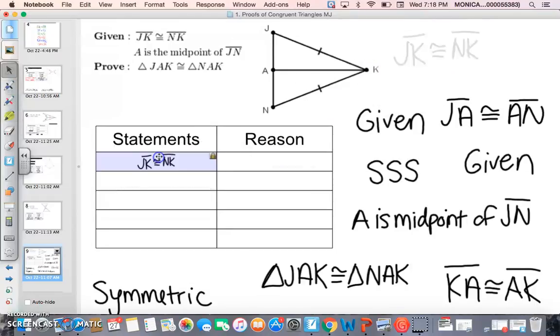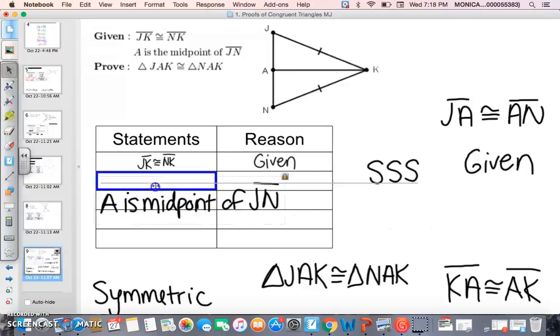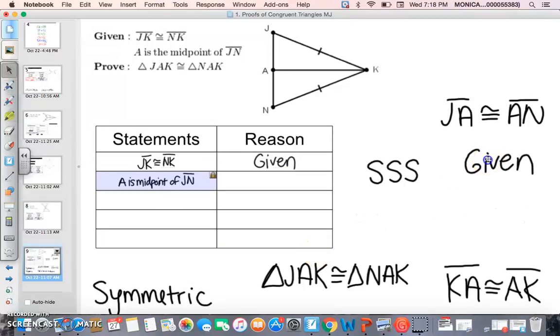We've got JK is equal to NK, because that's given. And then I've got this weird one, A is the midpoint of JN. That is also a given statement. Now, what does that mean is the question. Well, that means that I can say that this side here is congruent to this side here. I should use 2 tick marks because this is in the middle, so it's going to cut it in half.